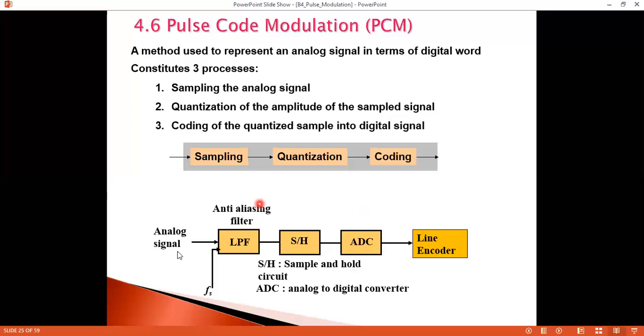Here we have our LPF, low pass filter, sample and hold circuit, and then analog to digital converter. After that, we have the line encoder.